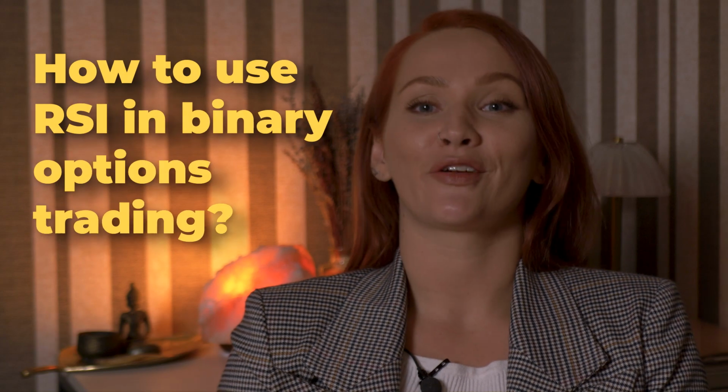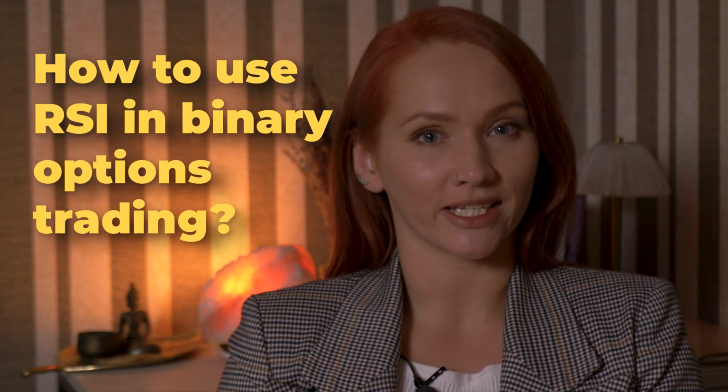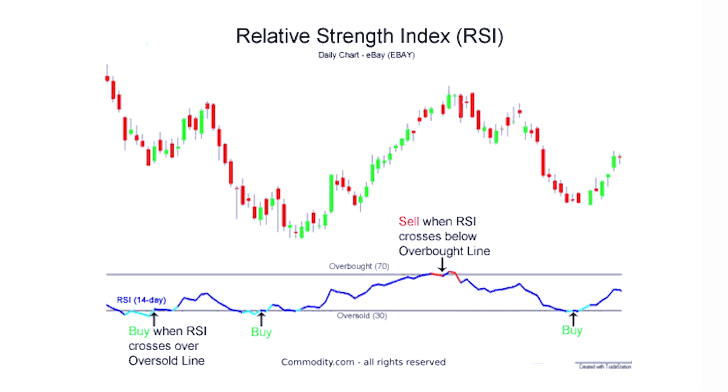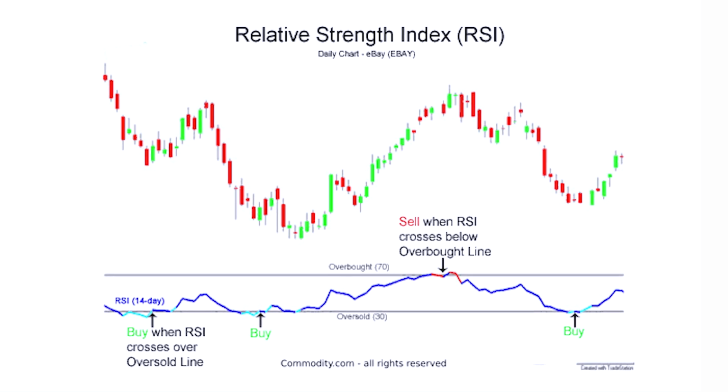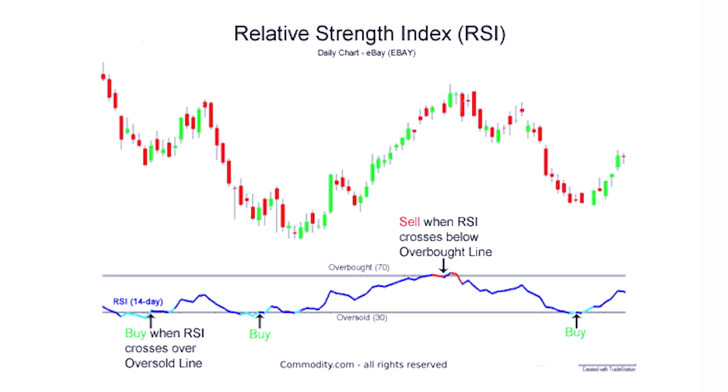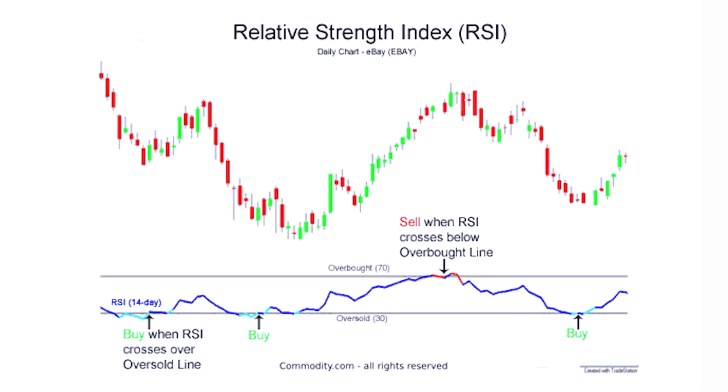Now, how to use RSI in binary options trading. Here's an example. You see that RSI has crossed the 70 mark from top to bottom. This may be a signal to open a short position. And if the RSI crosses the 30 mark from bottom to top, this may indicate a price reversal, and this is the perfect moment to buy.